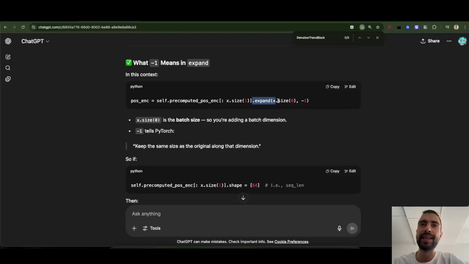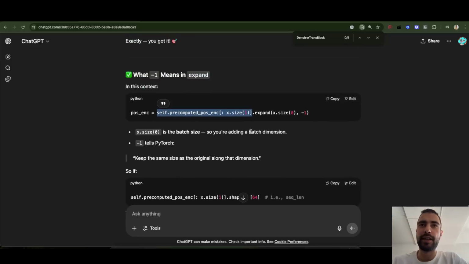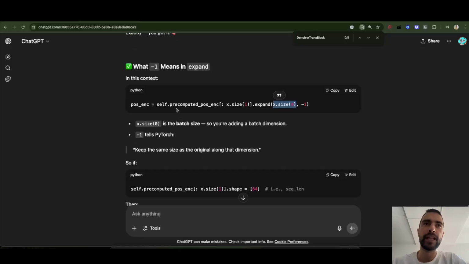And then we do this expand. This expand will just copy this, but it will pretend, it will not actually copy in memory. It will just pretend to copy. Okay, we'll see what it does. So expand is going to create the same batch dimension. If there were 2 batches, it will just multiply it 2 times. And -1 means keep the same size as the original along that dimension. So I guess -1 is the last dimension.